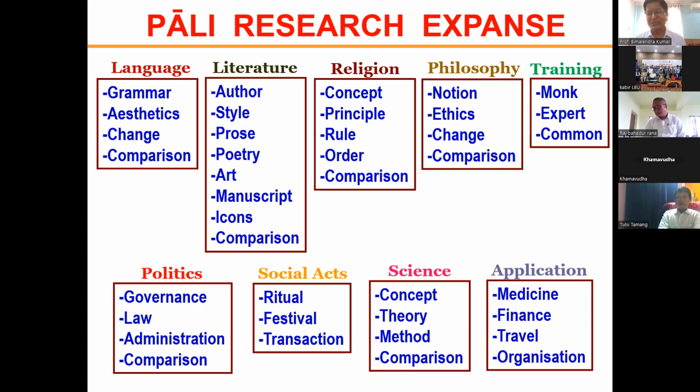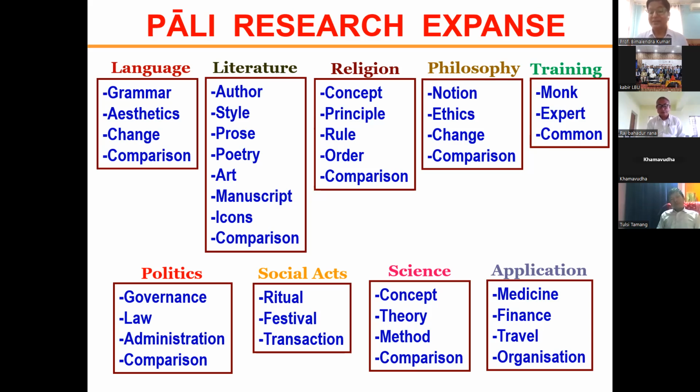Comparison can also be undertaken related with the philosophical aspects: how the Four Noble Truths, Eightfold Path, or the concept of nirvana, how the concept of nirvana which has been discussed in the suttas differs from the concept of nibbana in the texts of the Abhidhamma Pitaka. So we have to make a comparison of that also.